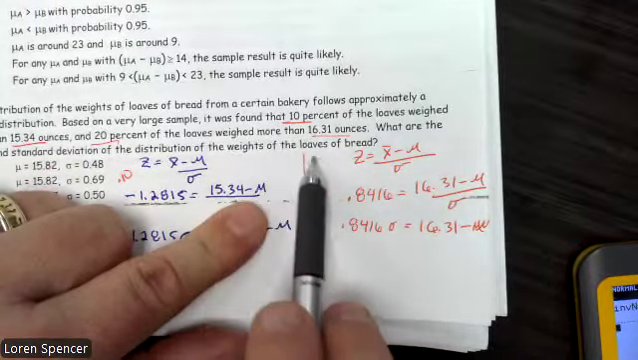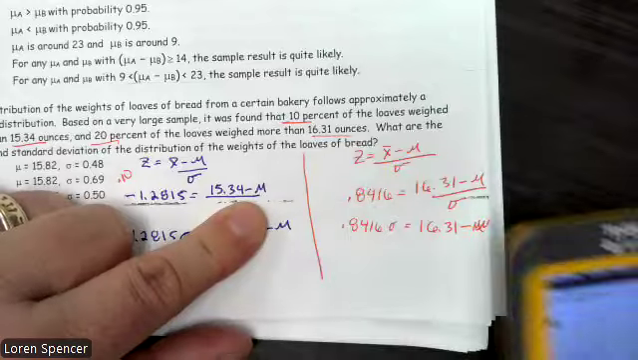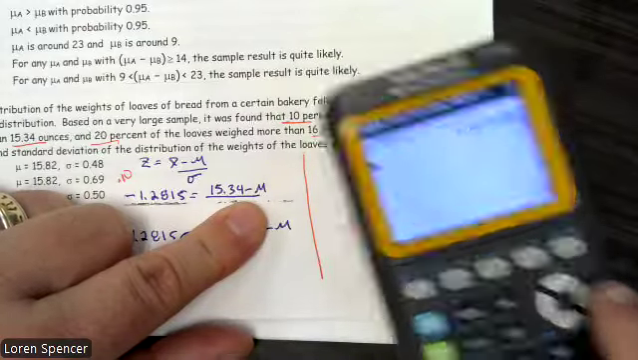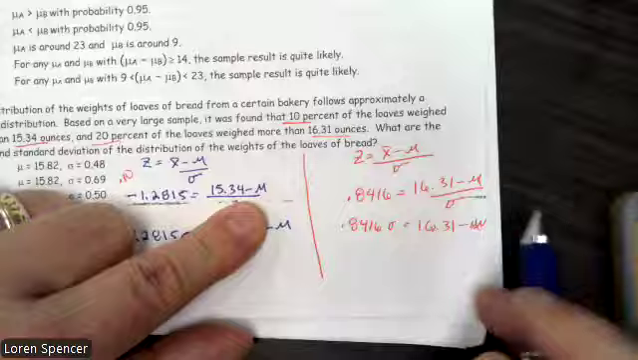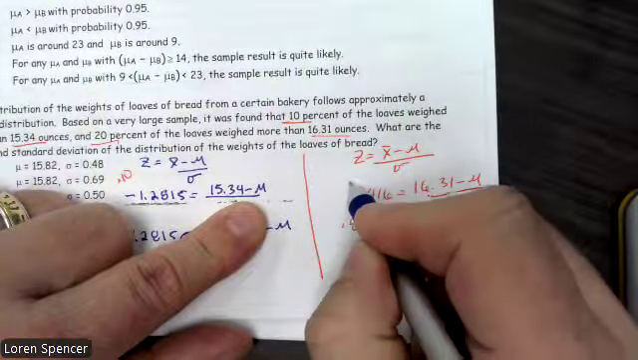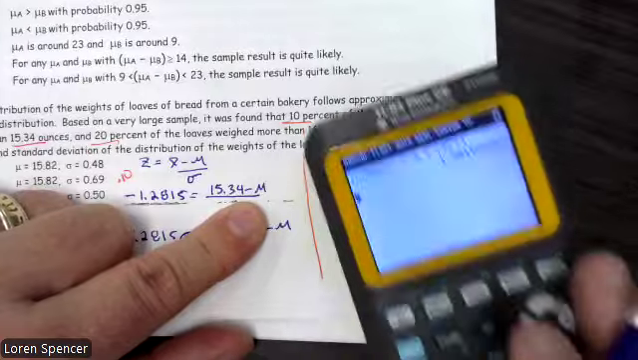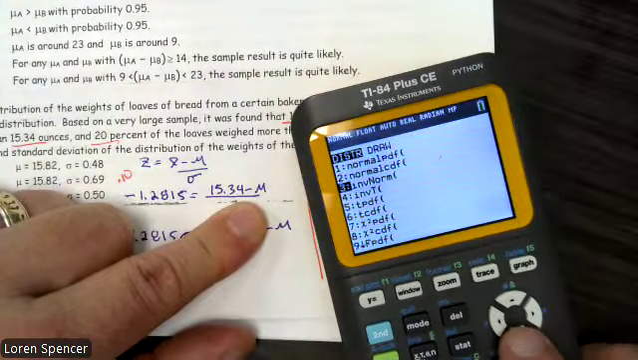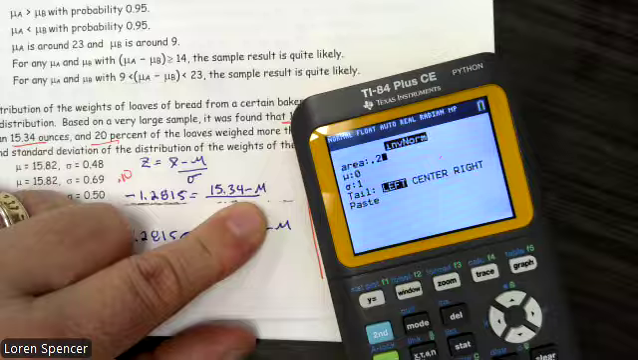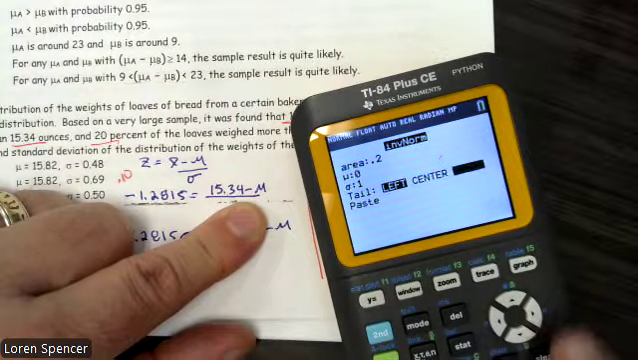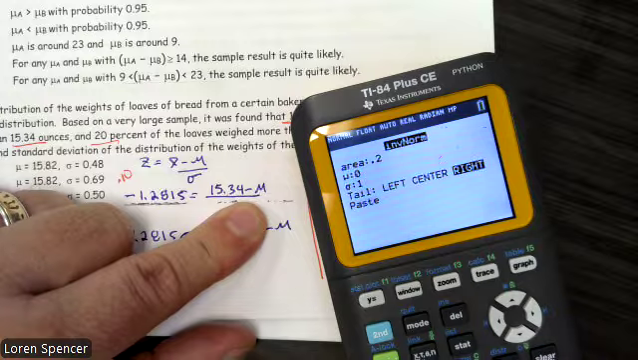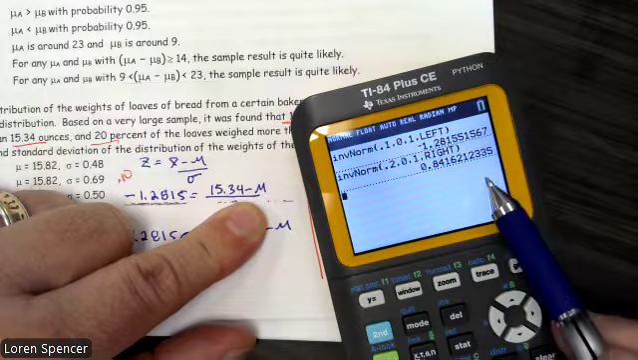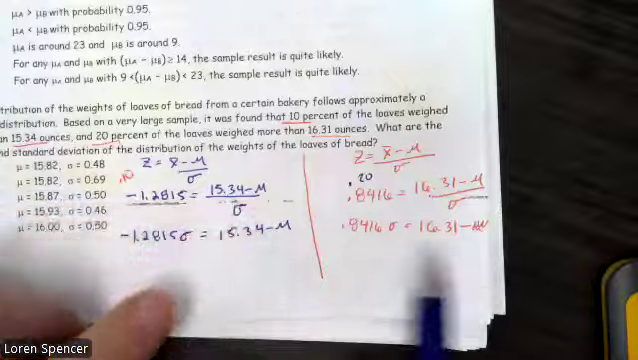It said weighed more than that, so we're looking at the top 20%. I plugged in my 16.31, and then I went to the calculator, second vars, inverse norm, 0.2, and I'm looking for a z-score, so that's why it's 0 and 1. And now I'm working on the right-hand side, and I end up getting 0.8416, and I plug in.